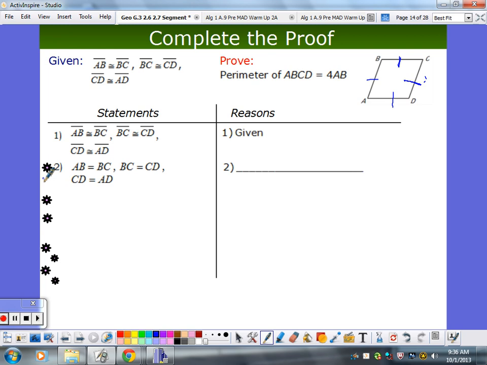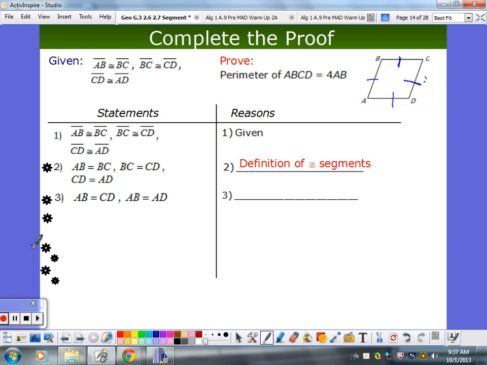Well, it's transitive. Did I say because something equals something? Let's look from here to here. Because these are congruent, I'm saying their measures are equal. Because these are congruent, their measures are equal. Because these are congruent, their measures are equal. So which one is that? That's the definition of congruent segments. That's going from a congruence to an equal, or an equal to a congruent.